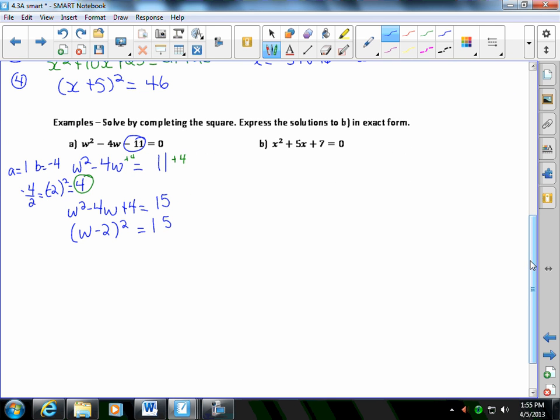So the square root property says get your squared value by itself and then square root both sides. So I square root and I square root. Those cancel. I have w minus 2 is equal to plus or minus square root 15. And again, I can't change my 15. It's not a perfect square, so I leave it as is. So w, if it's minus 2, I add it to both sides, is equal to 2 plus or minus square root 15. And I would just leave it like that.